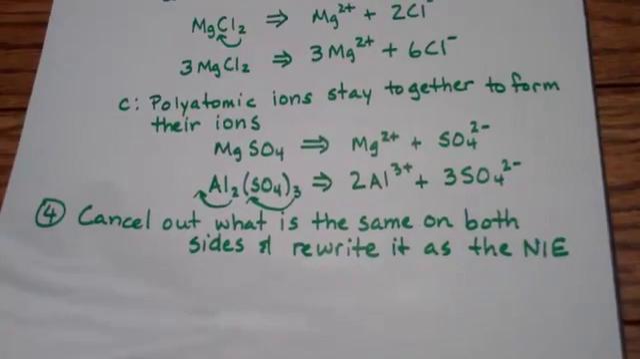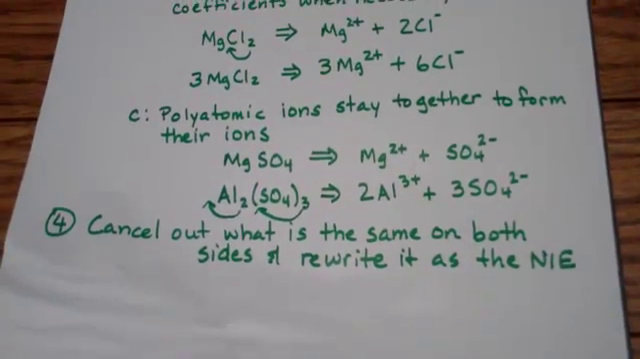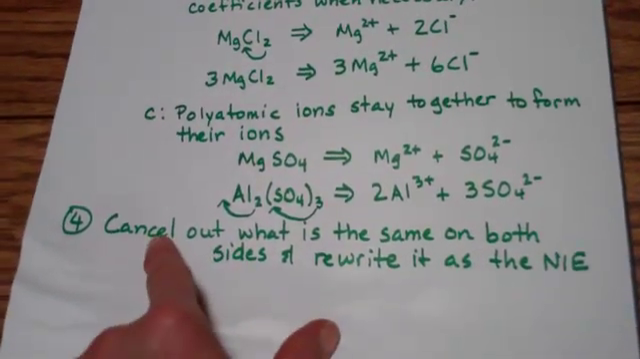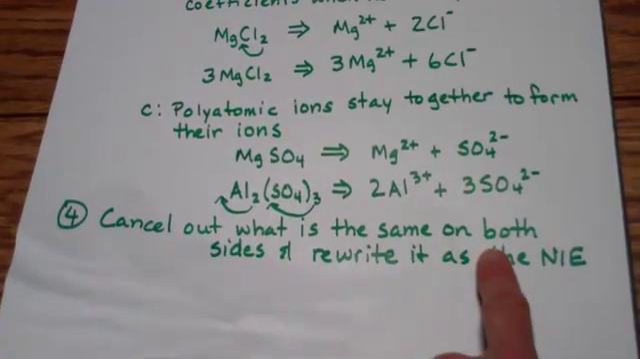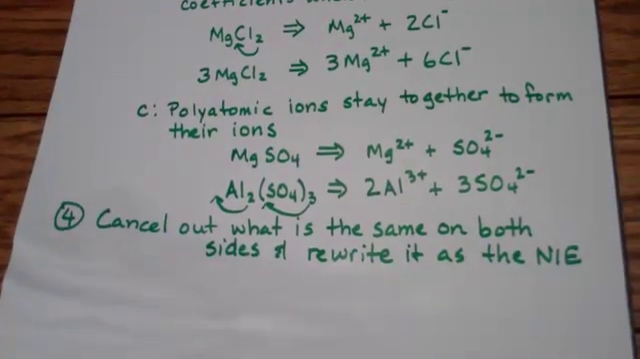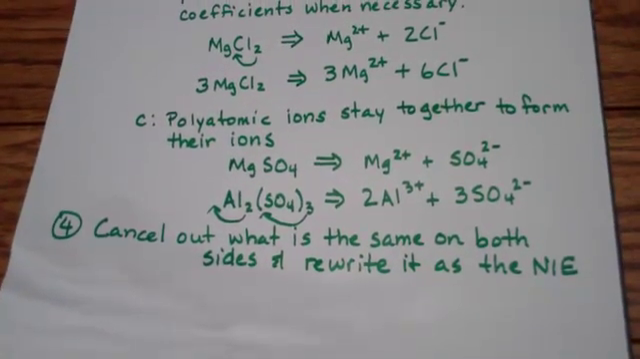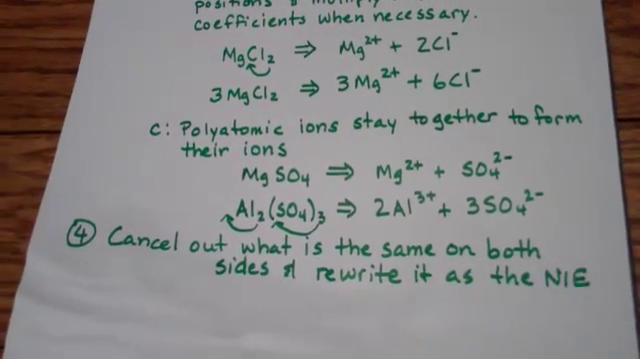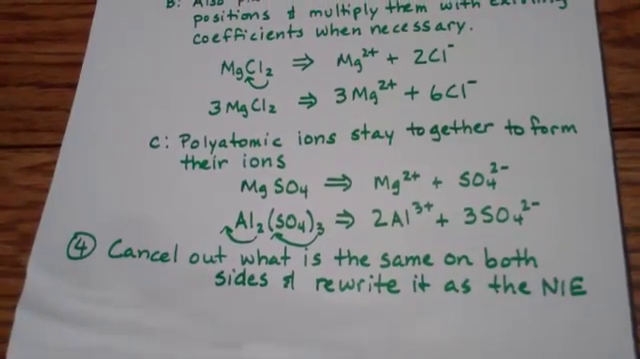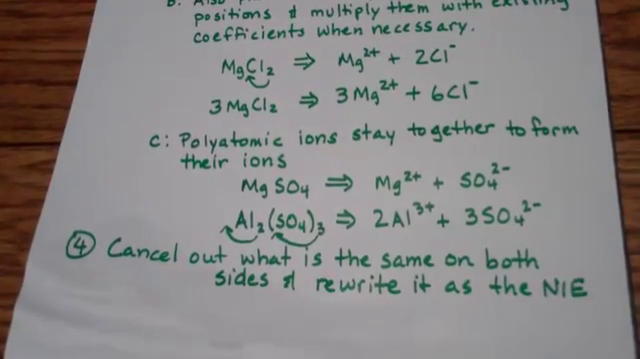So once you've got your ions written out in the total ionic equation, you want to cancel out what's the same on both sides, and then you can rewrite it as the net ionic equation. So that's a summary or a guideline for building your total and net ionic equations.